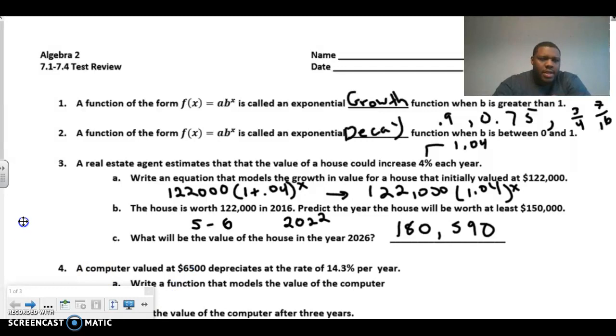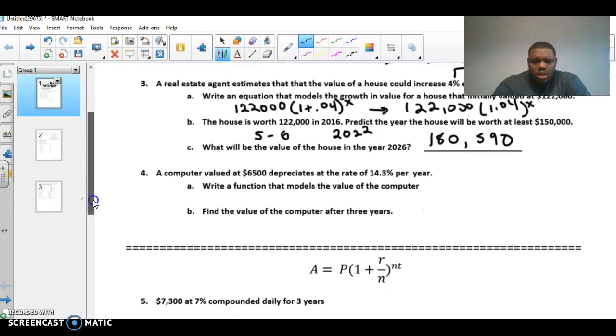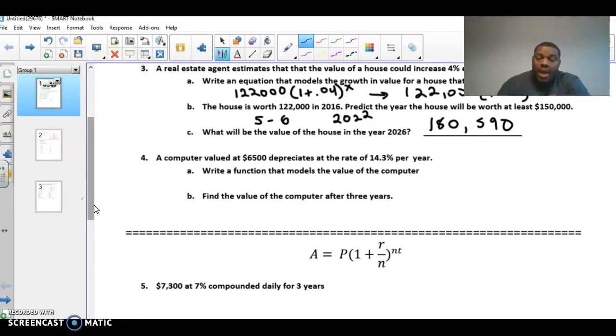So that is that. Let's take a look at number two. A computer valued at $6,500 depreciates at a rate of 14.3% per year. Write a function that models this, guys. So first, check this out. We know what A is. That's our initial value, $6,500. Now we take our 14.3% and convert that to a decimal. That's going to be 0.143. But because it says depreciate, that means a decay.